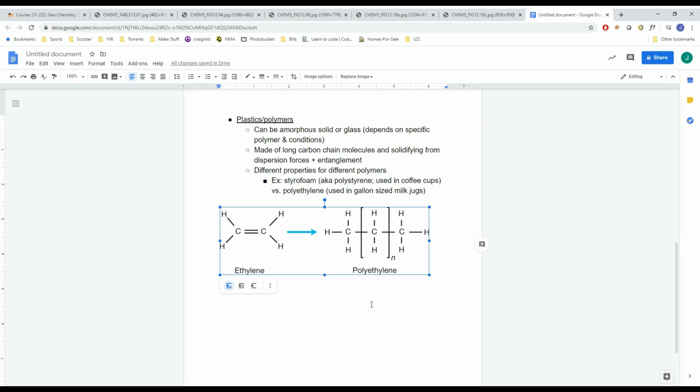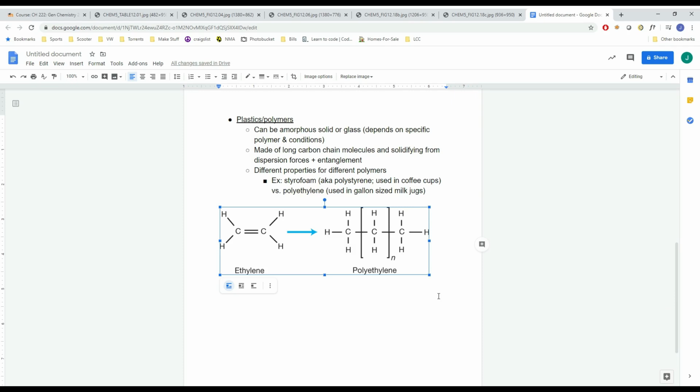And so different polymers, depending on what we make our polymer out of, call it a monomer. So right here, this would be ethylene, would be our monomer. And then we can polymerize it into polyethylene. And so this N value can be hundreds to thousands to hundreds of thousands of middle pieces long. So this is just a chain that just runs and runs and runs.